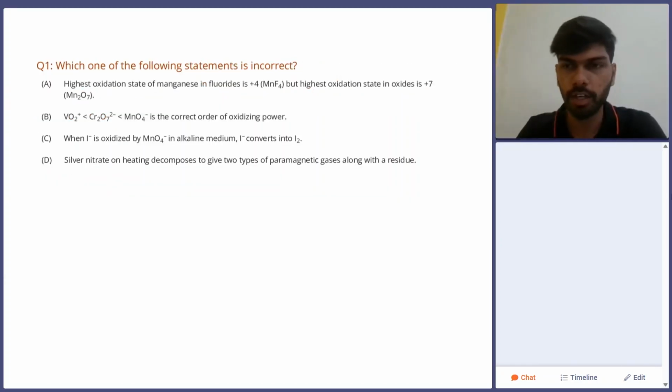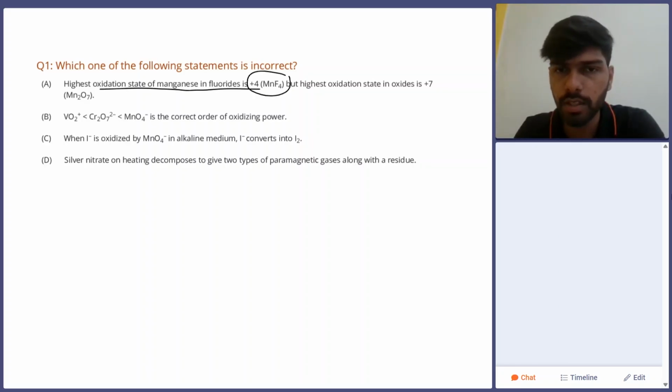Hello everyone, good afternoon and welcome to this discussion. So students, the first question is: which one of the following statements is incorrect? Remember, the highest oxidation state of manganese in fluoride is +4, that is MnF4, but the highest oxidation state in oxide is +7, Mn2O7.